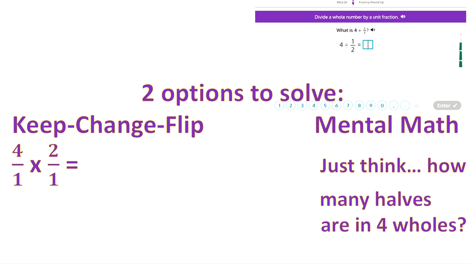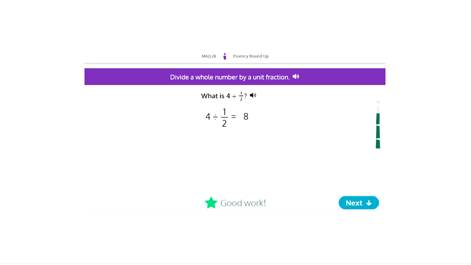Well, I know that 2 halves are in 1 whole, so 4 halves would be in 2 wholes, 6 halves would be in 3 wholes, and 8 halves would be in 4 wholes. So the answer is 8. See?